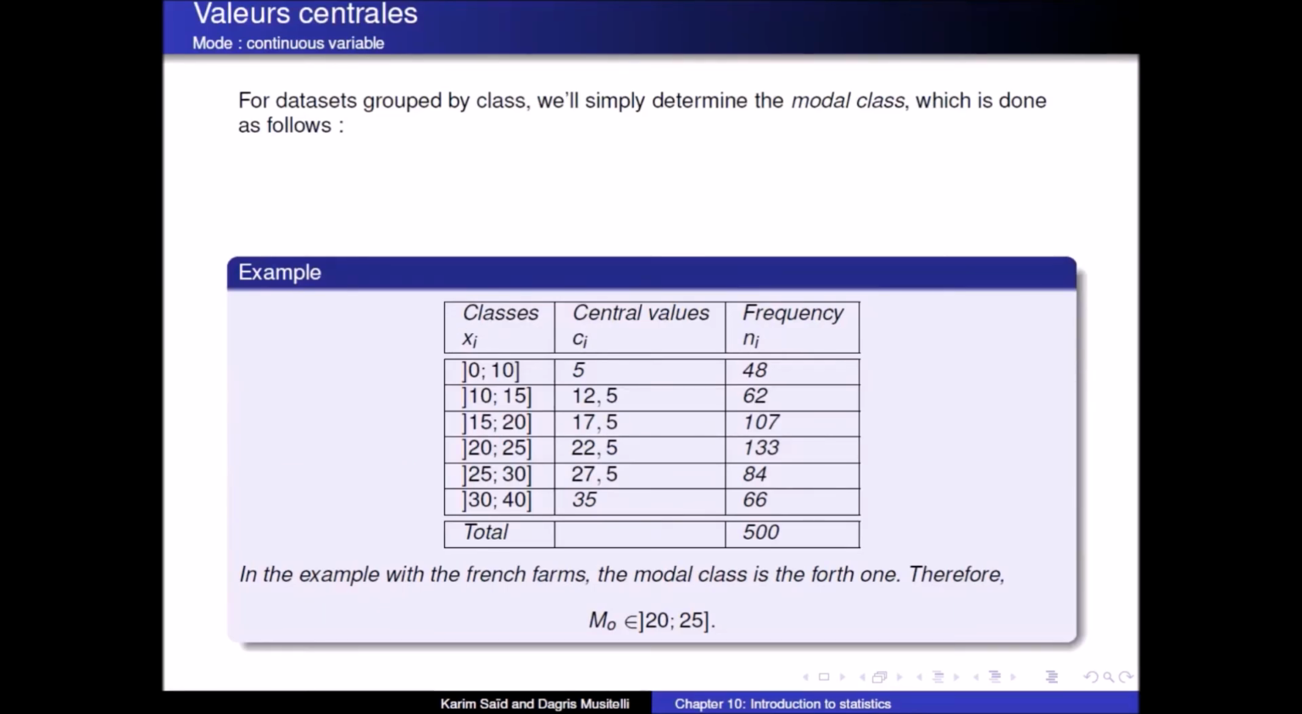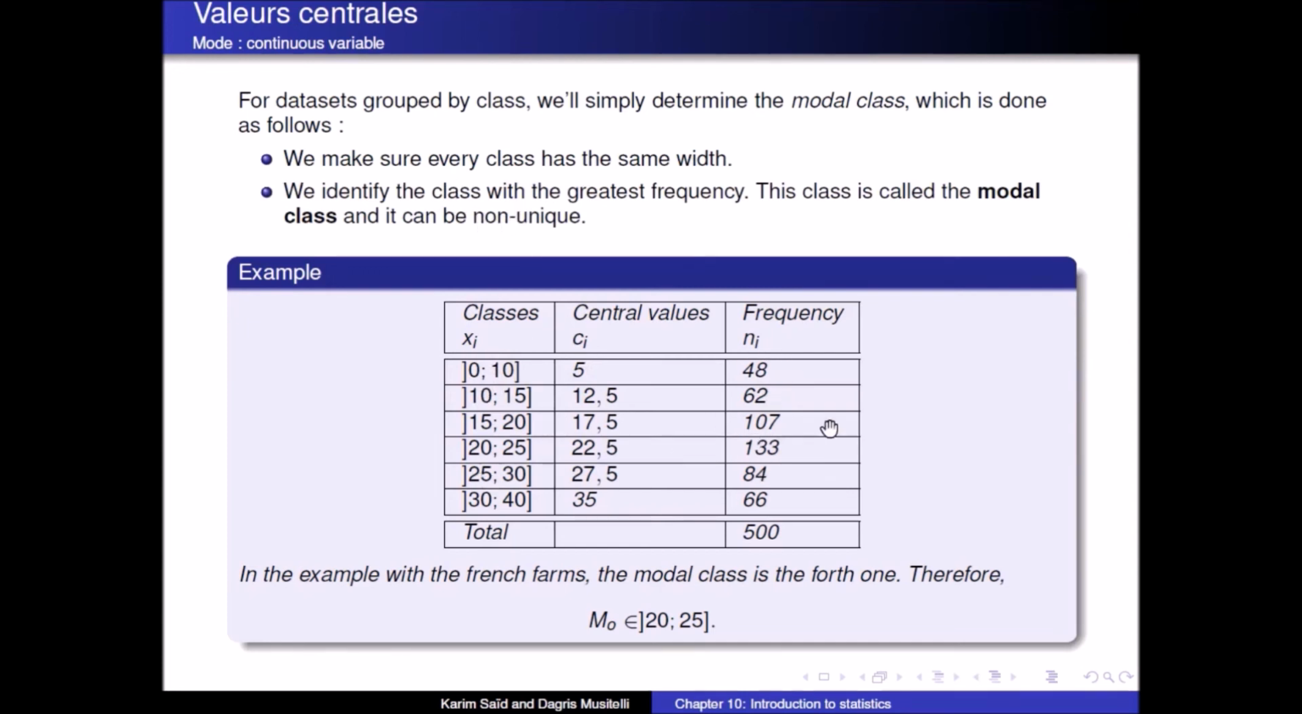When we have a continuous variable, it's possible in mathematics to compute with precision the exact mode. But here, we're just going to determine the modal class, so the class in which the mode belongs. To do so, we have to make sure every class has the same width, the same length, because imagine if you have a class way larger than the others, it's not really fair, because it's more likely that the frequency will be the greatest one if the class is very wide, of course. Then once we did this, we can identify the class with the greatest frequency. It's possible that the modal class is non-unique, so it's totally possible that you have two modal classes.